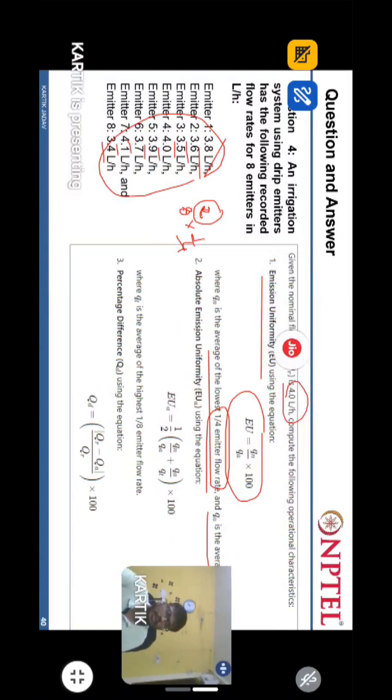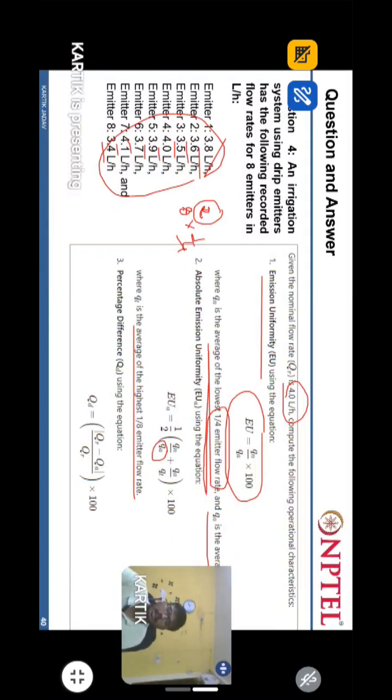So next question, we need to identify absolute emission uniformity, and that is given by 1/2 in bracket Qn by Qa plus Qa by Qt, into 100. Here Qn is the same what we have estimated here, the average of the lowest 1/4 emitter. Qa is the average of each emitter, and Qt is the average of the highest 1/8 of the emitter flow rate.